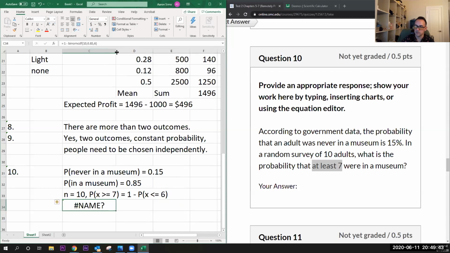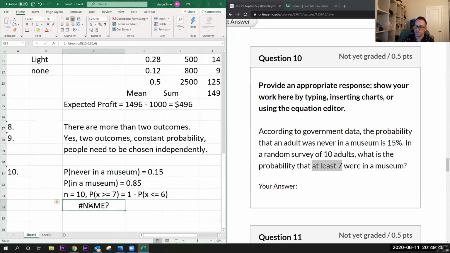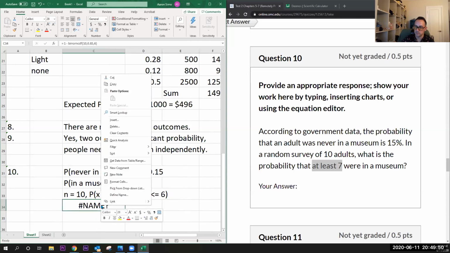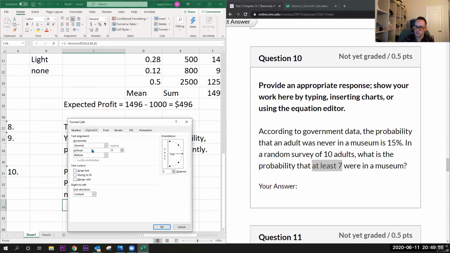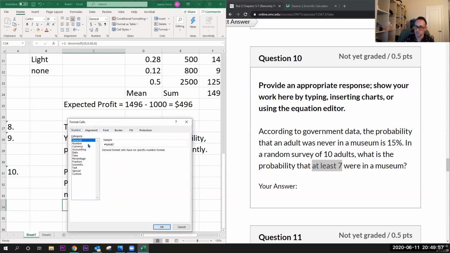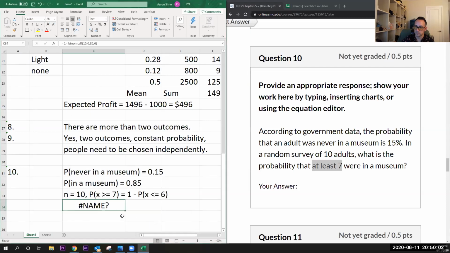It's not liking me for that. That sucks. Just lost everything. Won't be able to go back, but yeah. 1 minus... oh my. Okay.